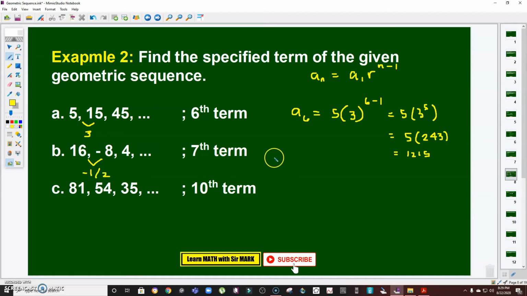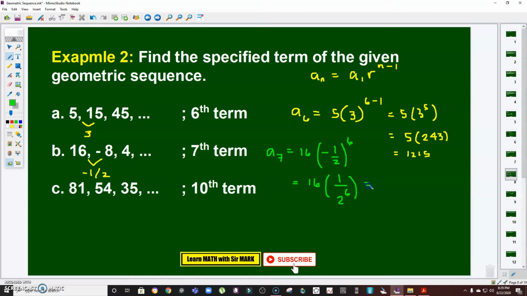See that? So to get the 7th term, I'm going to use a different color here so it's not confusing. Our 7th term here is the first term 16 times the common ratio, negative 1/2, raised to 7 minus 1. That will be 6. Now, take note, a negative number raised to an even exponent will become positive. Agree? So this one will become 16 times 1 over 2 raised to 6.